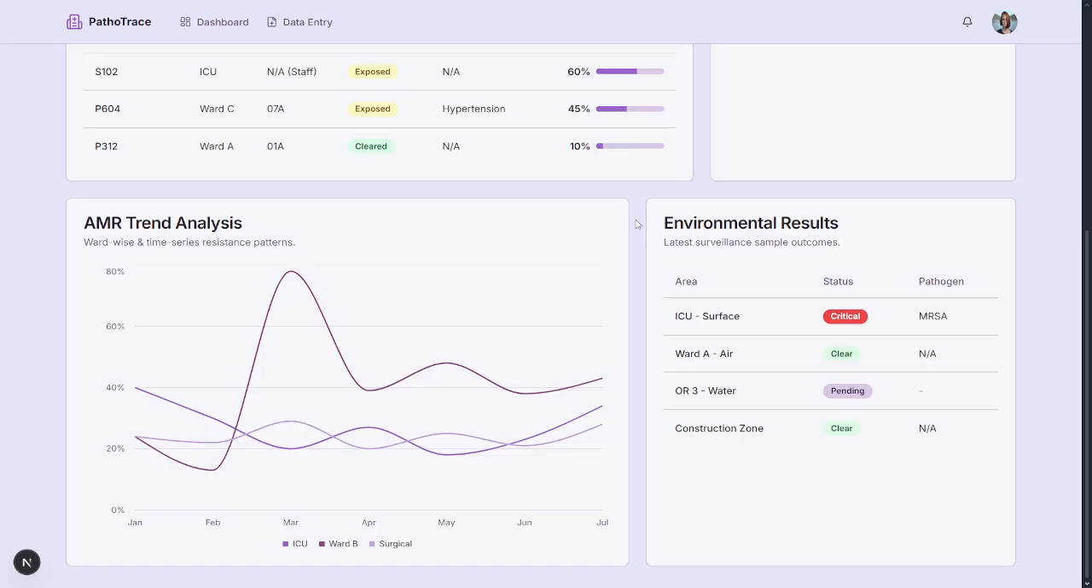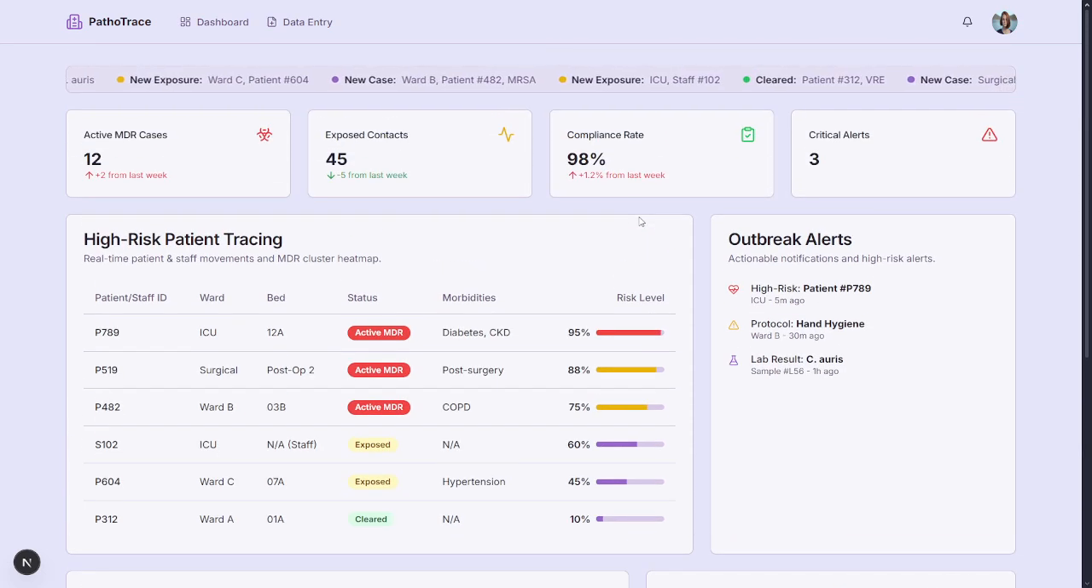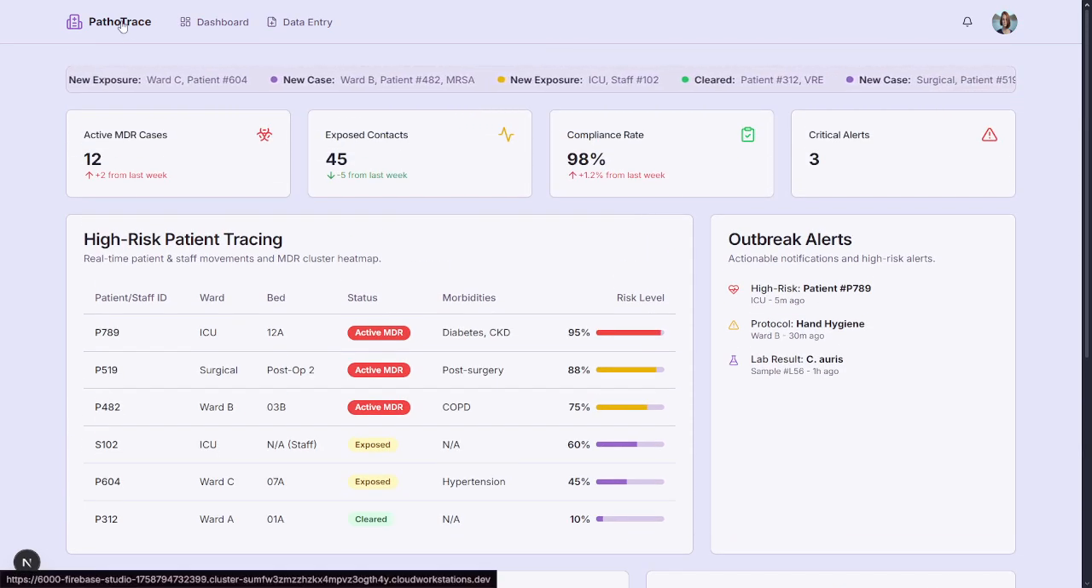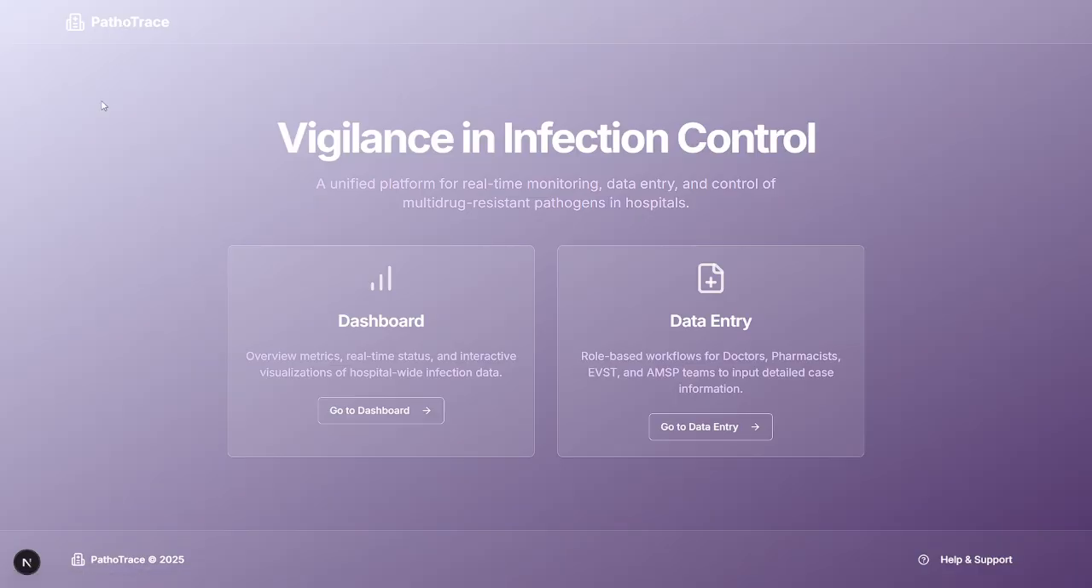Based on this, specific intervention can be taken in that particular location, so that we can control the MDR pathogens within the hospital by this method of digital contact tracing and screening of the pathogens with the help of multiple stakeholders, that is the laboratory people, the pharmacists, the doctors, as well as the AMSP team and the environment survey team. So this is our idea for a digital contact tracing and screening tool for multi-drug resistant pathogens.